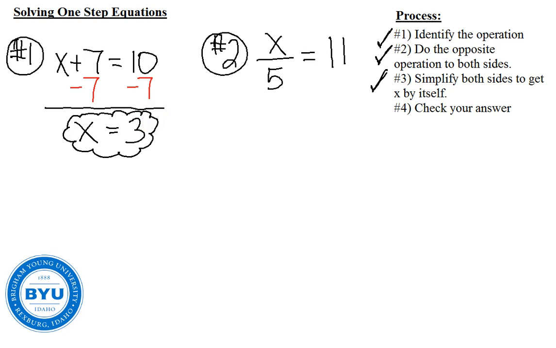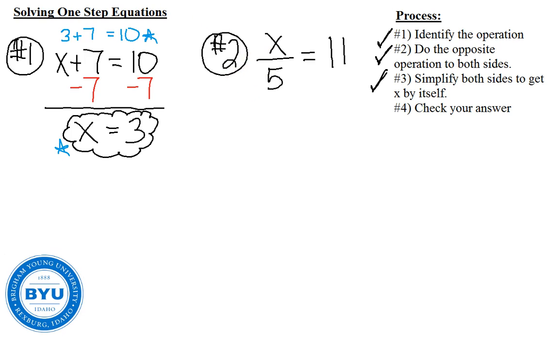We could check this answer by plugging 3 back into the original equation. If we plug the 3 back in here for the x, we would have 3 plus 7 equals 10. Does 3 plus 7 equal 10? You bet. And so therefore, that is our answer.